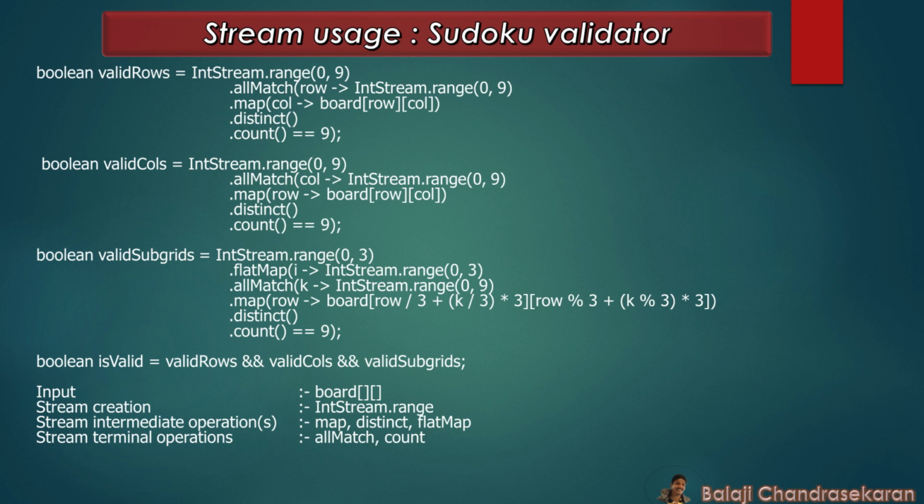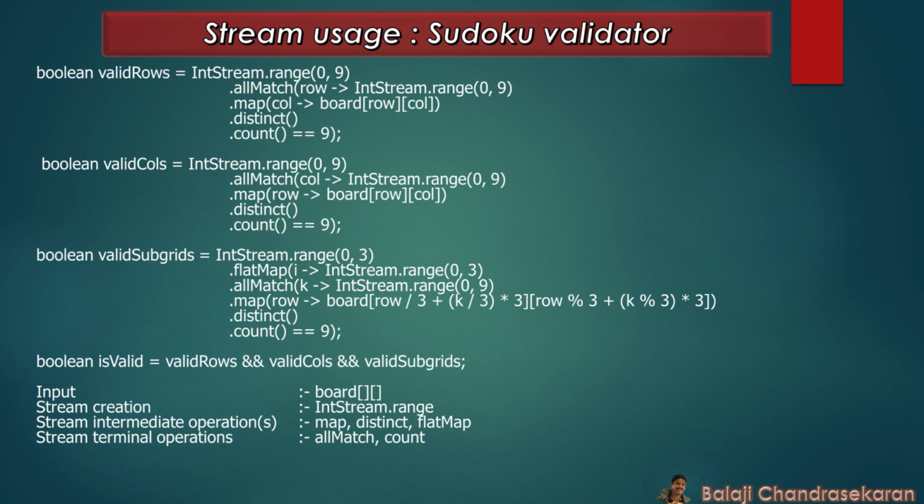The given code checks whether a given Sudoku board is valid by ensuring that each row, column, and 3x3 subgrid contains all digits from 1 to 9 without repetition. The isValid method uses streams to perform these checks efficiently. This code expects an input board object with a two-dimensional array, and it uses the IntStream.range method to create an integer stream. It internally uses intermediate operations like map, distinct, and flatMap, and terminal operations like allMatch and count to validate a Sudoku.